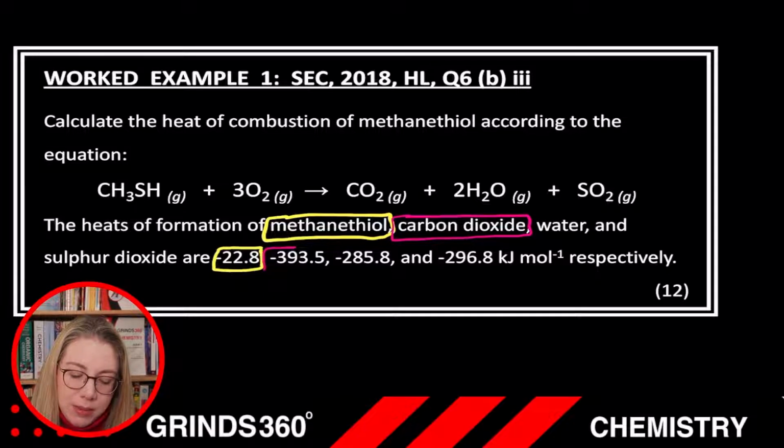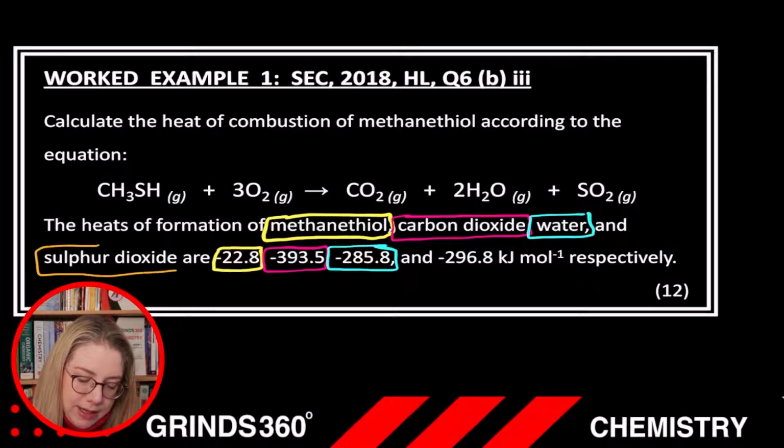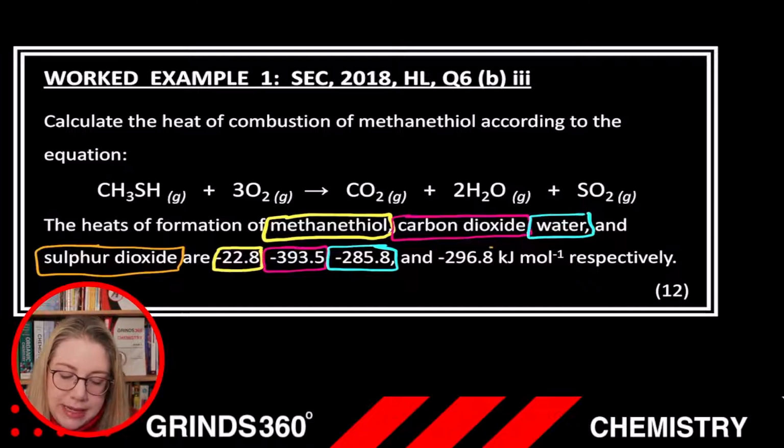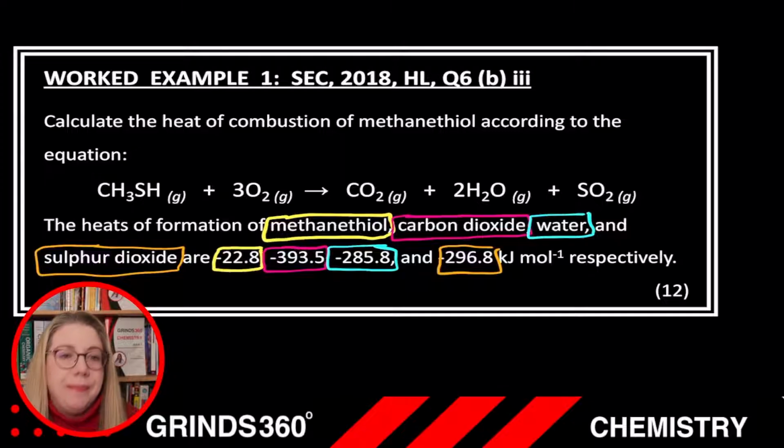The next number is for the carbon dioxide. Then we keep working our way across. We have water, and then the number for the heat of formation of water. And then the last one is sulfur dioxide. And then the last number that we see is the heat of formation for sulfur dioxide. Okay, so we've got 4 substances and 4 numbers.